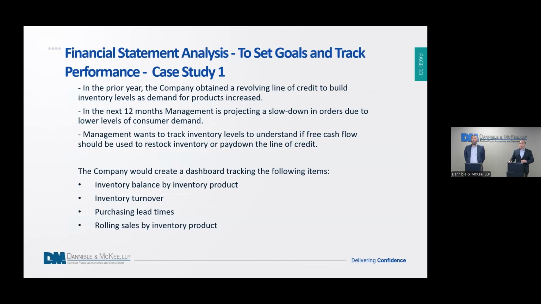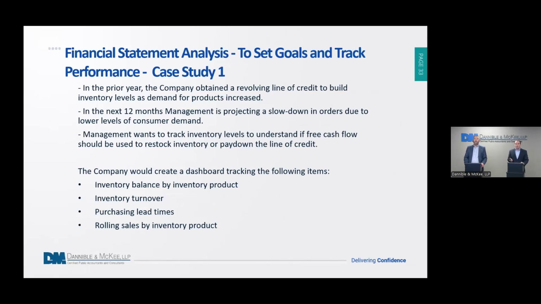So in the prior year, the company obtained a revolving line of credit to help build inventory levels as demand for products increased. In the next 12 months, management is expecting a slowdown in orders due to lower level of consumer demands. Management wants to track its inventory levels to understand if free cash flow should be used to restock that inventory or to pay down the line of credit.